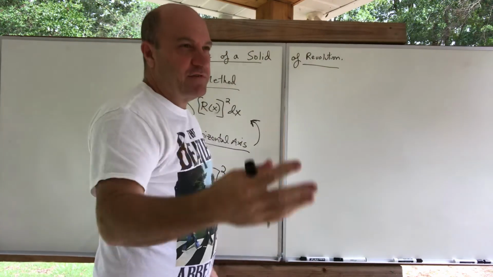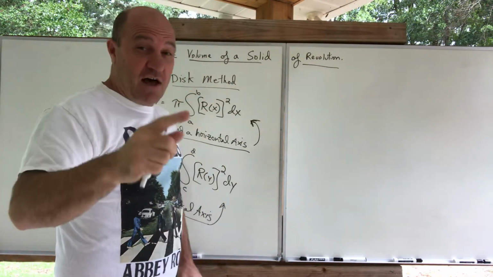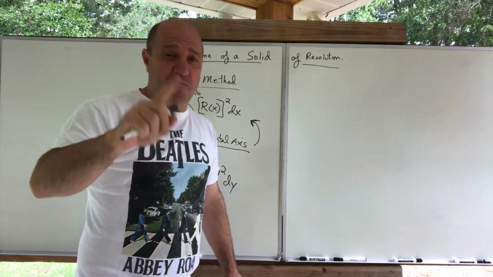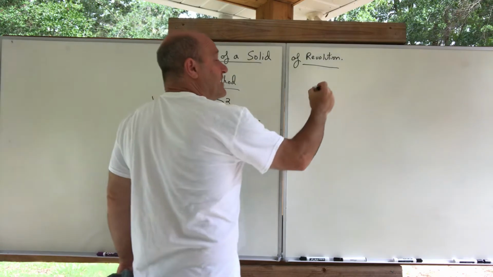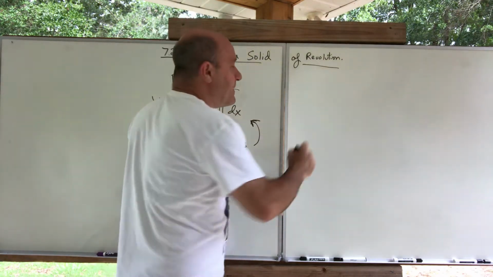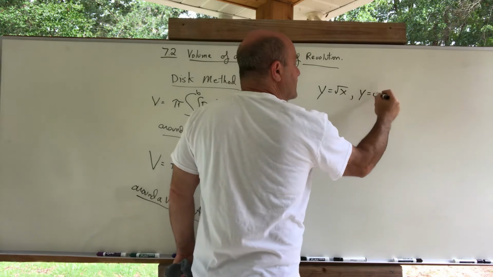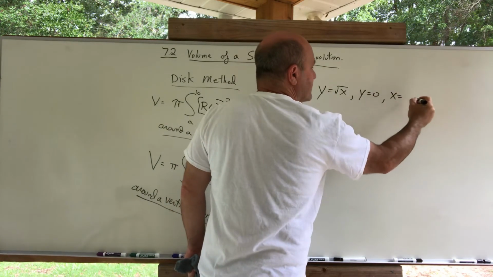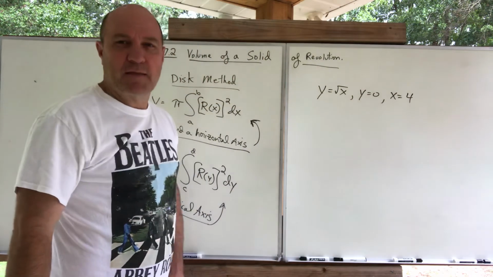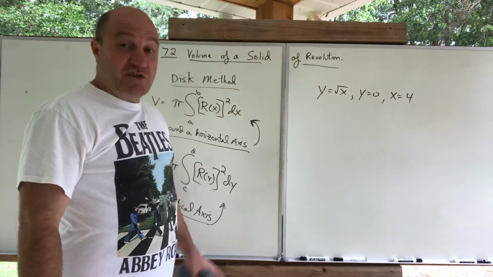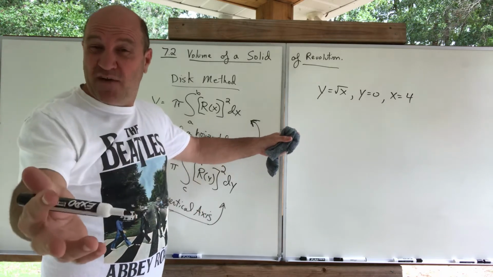I'm going to say, find the volume of the solid formed by revolving the region, and the region is defined like this. The region is bounded by y equals the square root of x, y equals 0, and x equals 4. That's a two-dimensional region. We practiced a lot of that in 7-1 when we were trying to find the area of it.